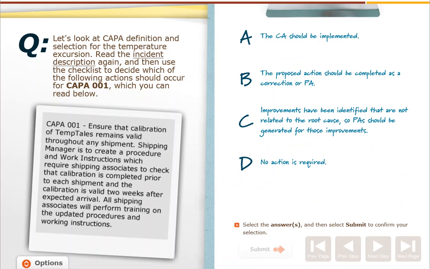Let's look at CAPA definition and selection for the temperature excursion. Read the incident description again, and then use the checklist to decide which of the following actions should occur for CAPA 1, which you can read below.